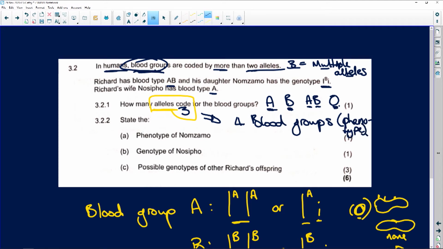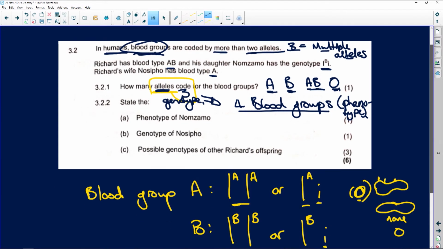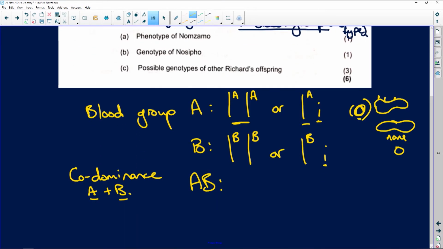And that's going to be A, B, AB, and O. So 4 blood groups in the phenotype and 3 alleles in your genotype. So here we go. For blood group AB, we are going to have allele A and allele B. There we go. And now this is recessive and this is recessive. So blood group O is recessive.